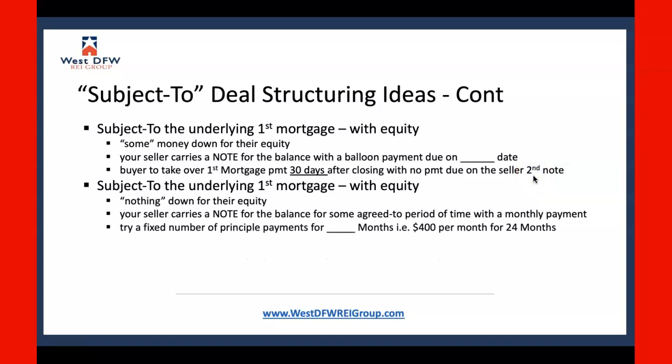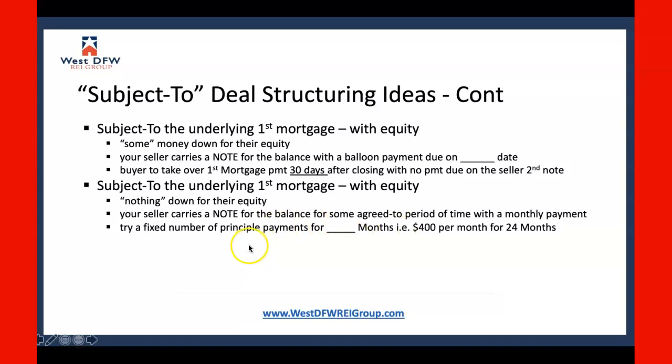Okay. You might try asking for a fixed number of principal payments for so many months, meaning, as an example here, $400 a month for 24 months. Notice there's nothing there about interest rates. Will people do this? Yes. But just keep in mind that some people want a quick pay down, so this is a way to do that. And it's also very helpful to you when you can pay off a note like this if it doesn't have interest in it. So keep that in mind.